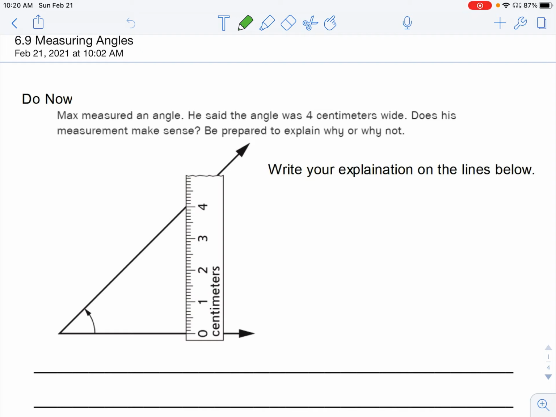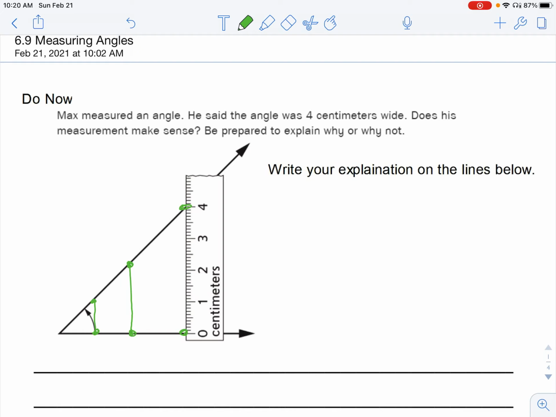And if you wanted to explain why, well, yes, from specifically this point to this point, it's 4 centimeters. But what if you measured the angle down here? Then that's going to be even smaller, right? Or, for instance, from these 2 points, even smaller. So we know centimeters aren't a good unit for measuring angles. They're a good unit for measuring length, not angles.